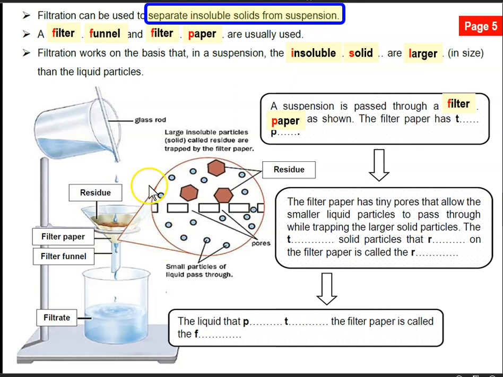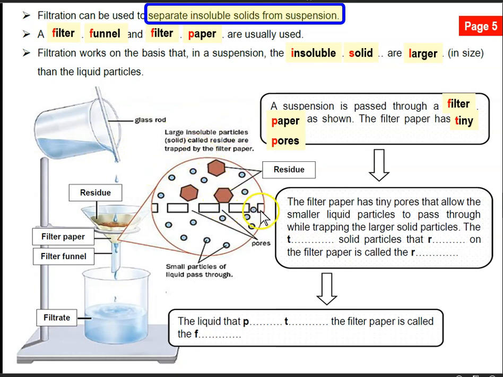Now you see that what I have done is I've magnified, I've enlarged the filter paper. So this is microscopic. You can only see this if you use a very high powered microscope. These rectangular boxes here resemble the cross section of the filter paper. You will notice that there are some gaps, these holes in the filter paper. Now the filter paper has got tiny pores. So you can see these tiny pores here.